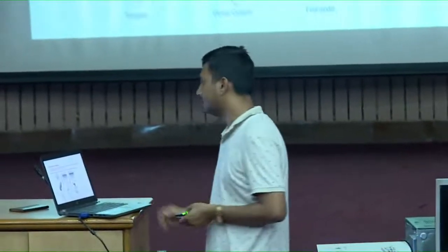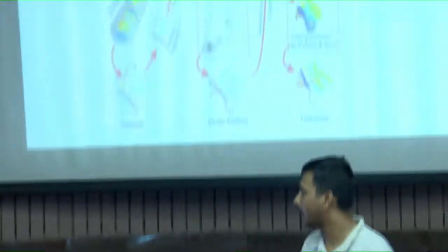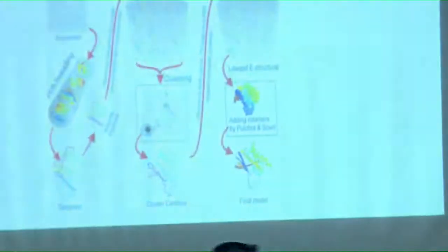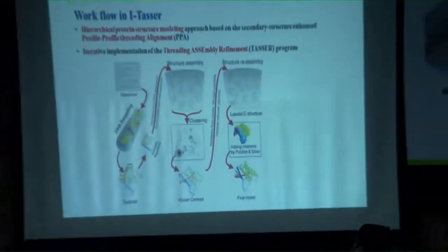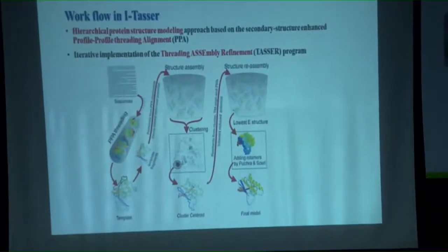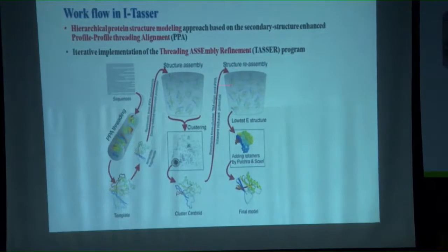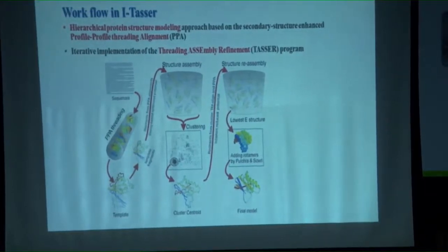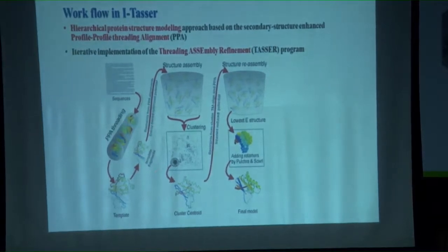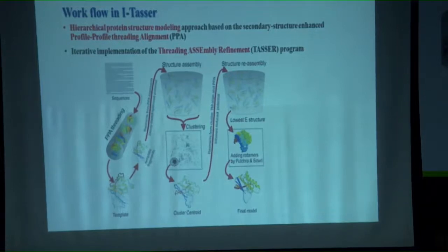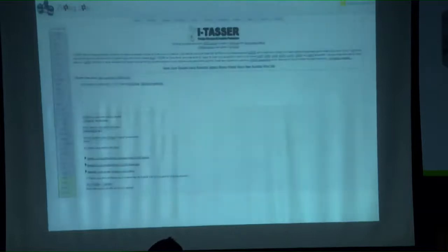I-TASSER is a hierarchical protein structure modeling method, where they use profile threading alignment, and thereafter they do threading assembly refinement. From there the name I-TASSER came. This is the workflow of the I-TASSER program, and to show it all you need is a high speed internet.